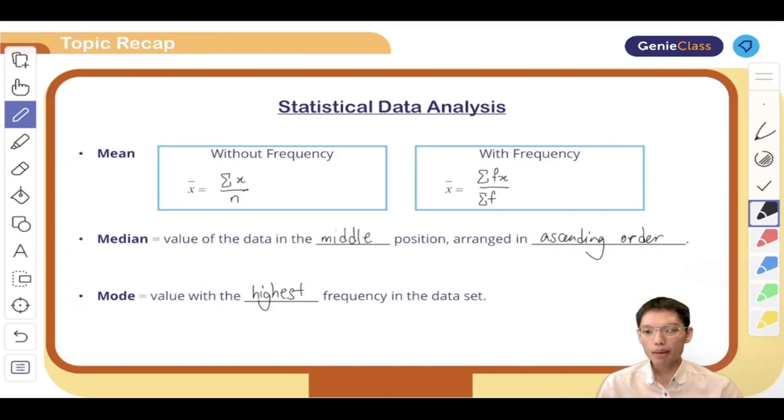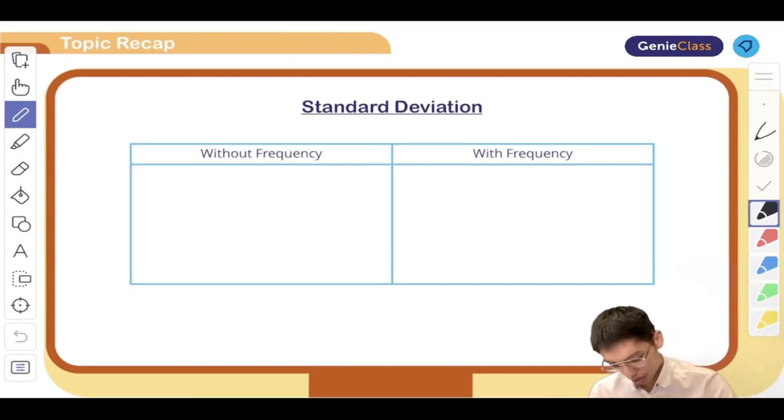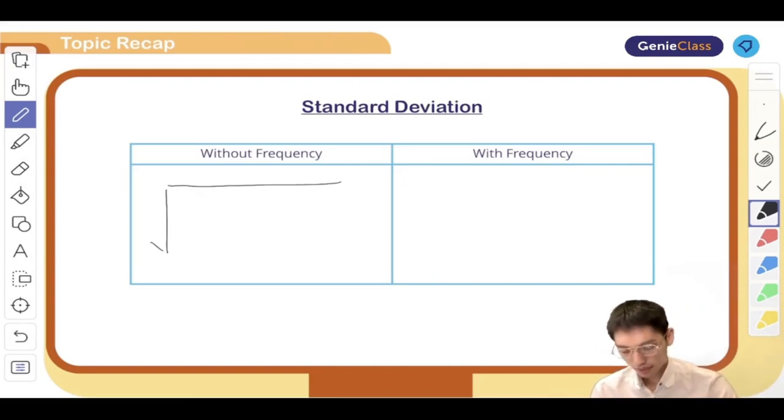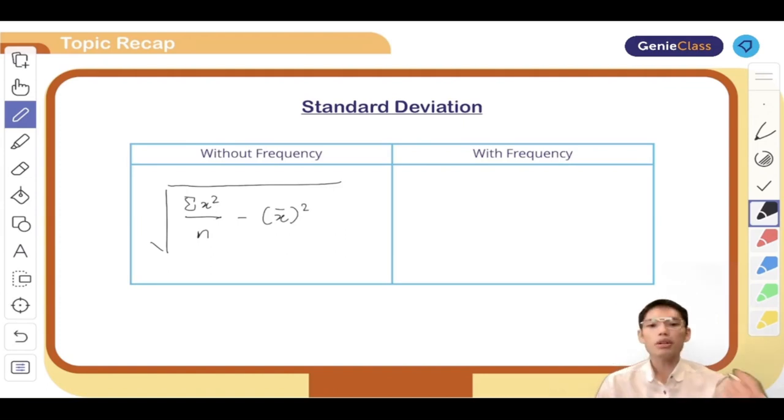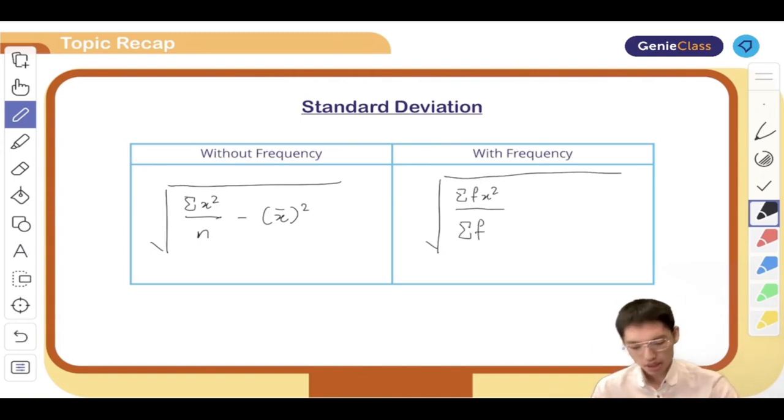Now, following up from there, standard deviation without frequency or with frequency, the formula is a little bit tedious, but that's where I go through. To recap, it is the sum of the squares over n minus the mean square. Or with frequency, it is the sum of the frequencies times the squares, again sum of the squares, just with the frequency replacing some terms, minus the mean square. So that's my standard deviation.